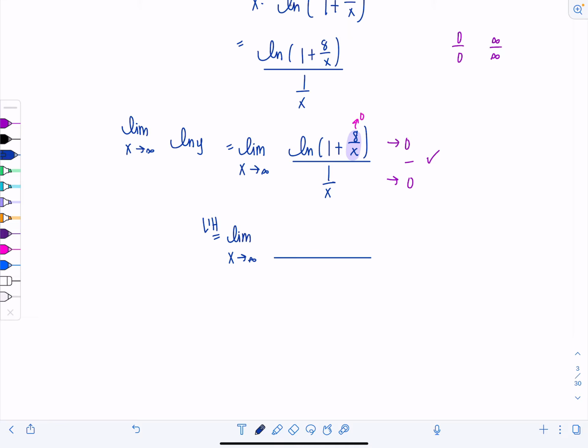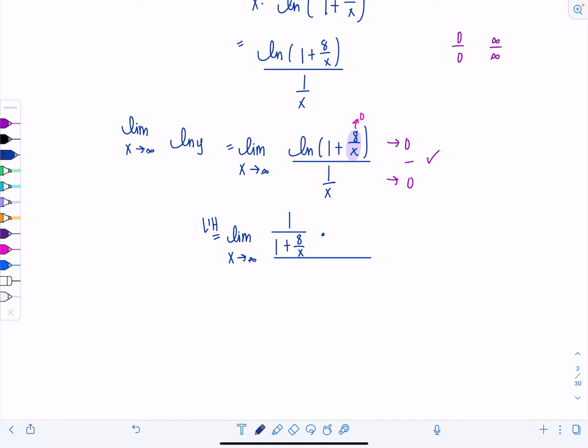Don't do quotient rule. Okay, derivative of the numerator. We have natural log of something. So the derivative of natural log of something is 1 over the something. And then by the chain rule, I have to multiply by the derivative of the something, of what's inside. So the derivative of 1 is 0.